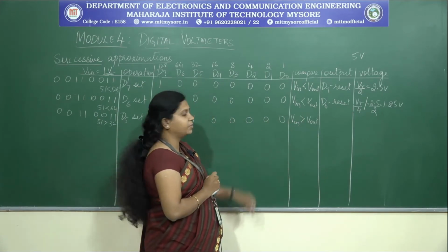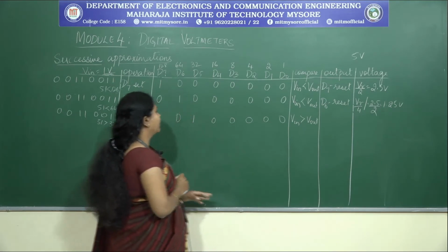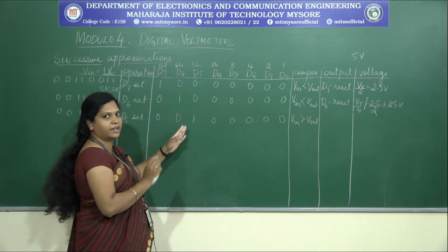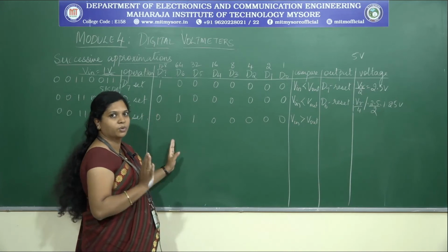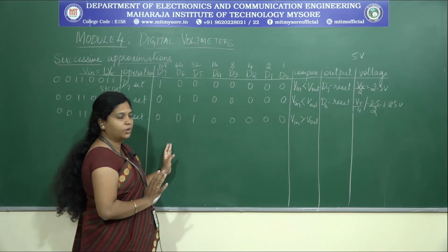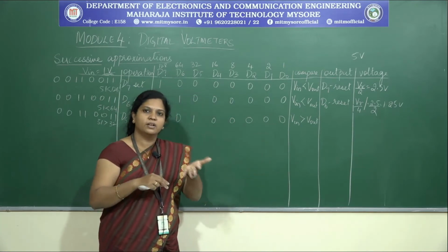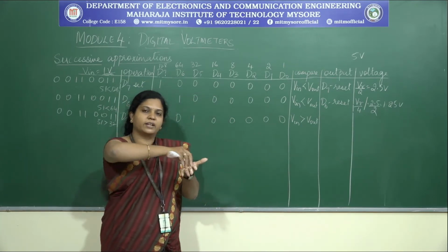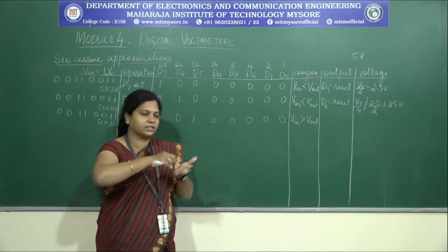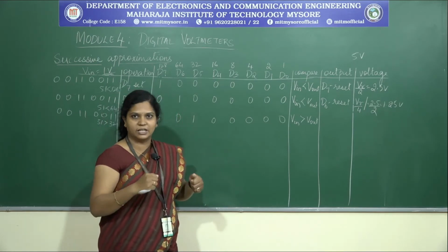V in is greater than V out, what happened now? You have to keep the bit D5 in the set mode only. You are not going to change it because it is less. For this, now you have 500 grams. On top of 500 grams you are adding a 100 gram weight and checking for the balancing condition.